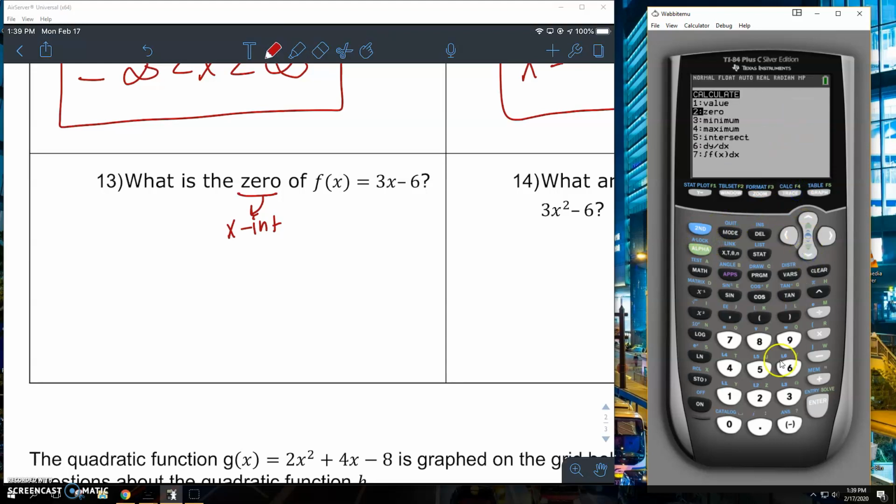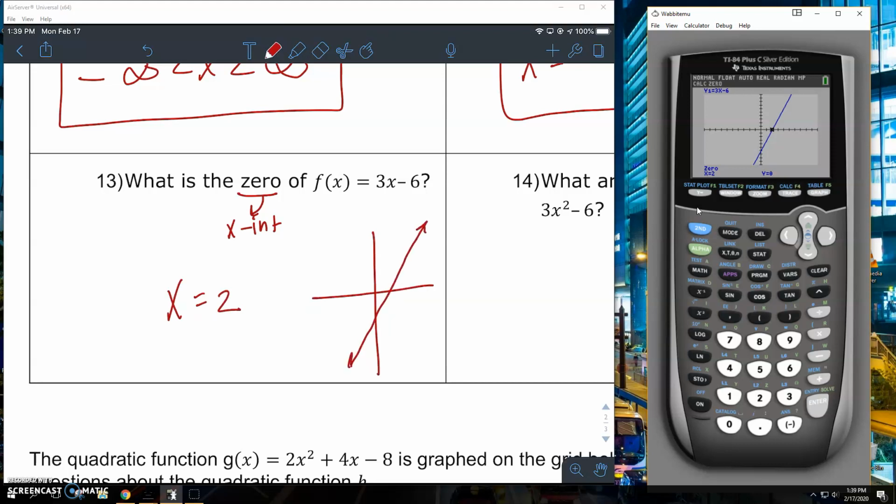So second trace 0. Okay, I'm getting close to it. I'm going to go left 3 and right 6. And I get my 0 is at x equals 2. If you want to sketch a picture of that, you can show this is a line, and therefore there's only one 0.